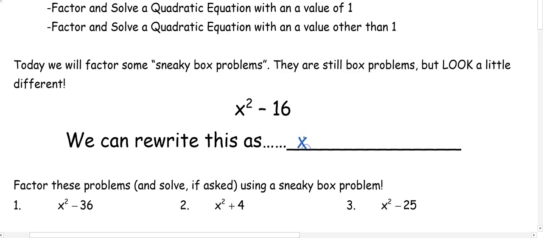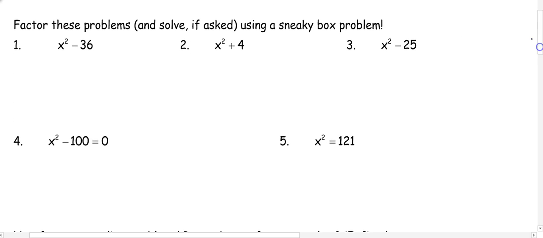But we could get an x term by rewriting it as x squared plus 0x minus 16. So we're still doing the same thing. We're trying to figure out what multiplies to negative 16 and adds to 0. So in this case, it has to be the same number. So another way to think about these problems is that these are going to be perfect squares that we can factor.